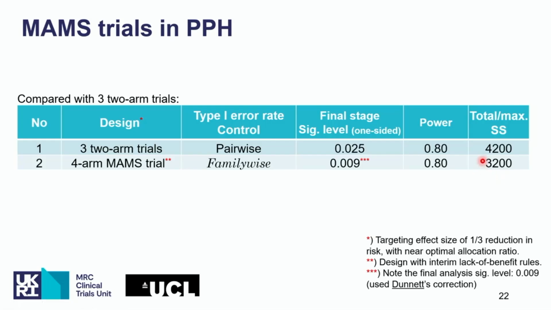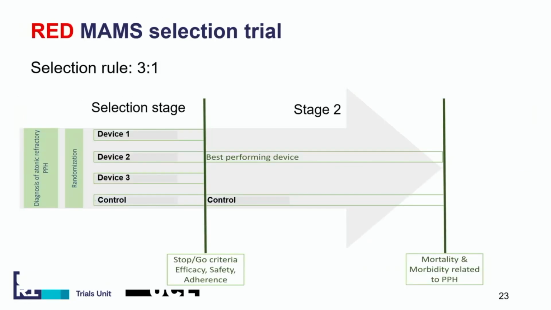However, to put that number into perspective, to recruit that number, you need to screen about 1 million women live birthed to get that number. You can see that it's just not feasible. We ideally would like to reduce that number. So one way of doing that is to run it as a selection design.